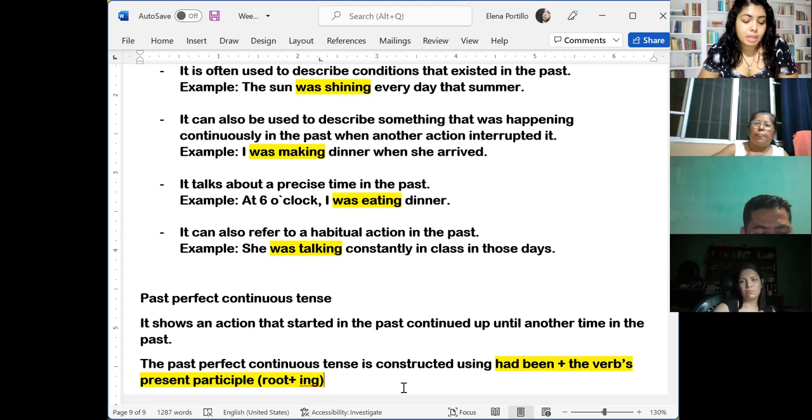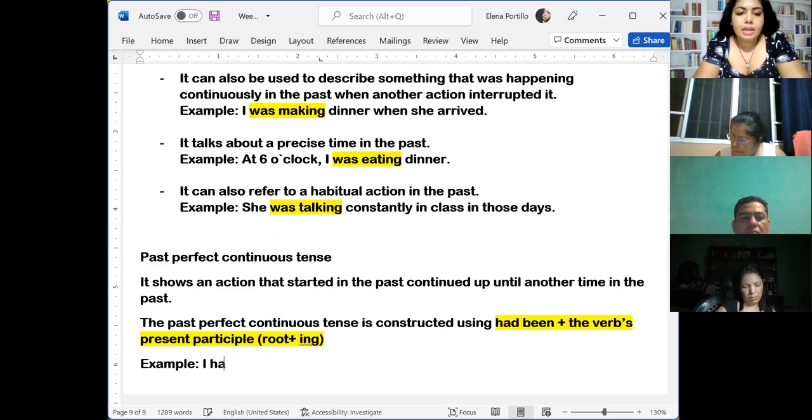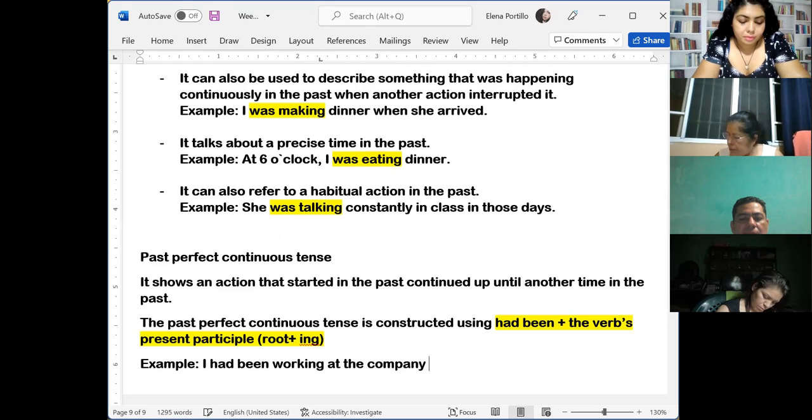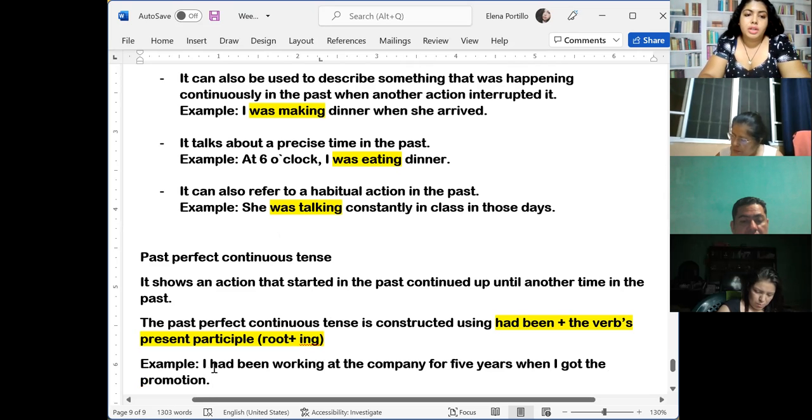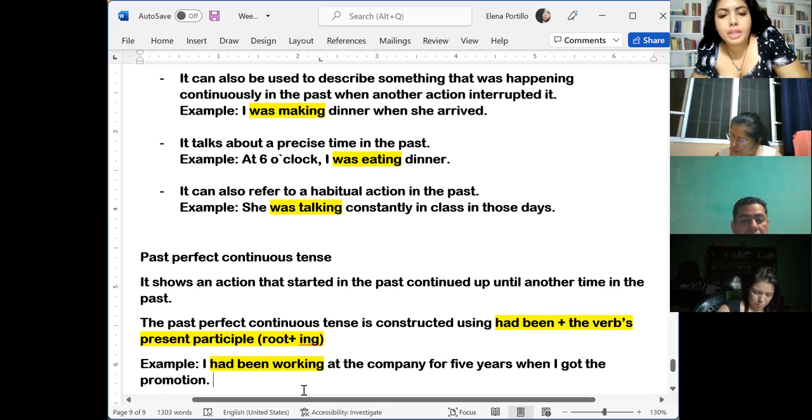So we have some examples, and it says, I have been working at the company. Let's see the example. I have been working at the company for 5 years when I got the promotion. So we have the structure, have been and the verb. I had been working at the company for 5 years when I got the promotion.